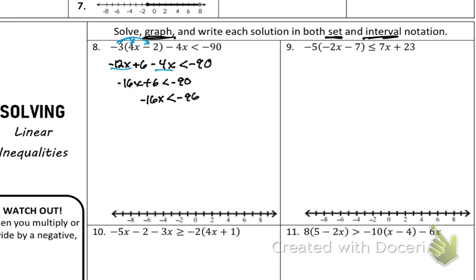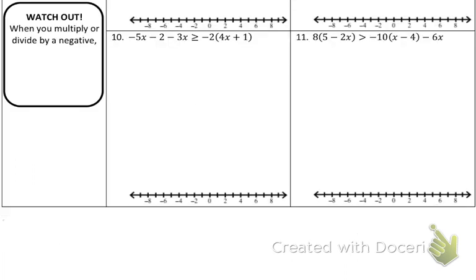Now I said this is just like solving a linear equation except for one case. And this is that case. So if we move to the left-hand side, I do have a big box here that says watch out. When you multiply or divide by a negative number, you are going to flip the inequality. Which means if you have a greater than, it's going to flip to a less than. If you have a less than, it's going to flip to a greater than.